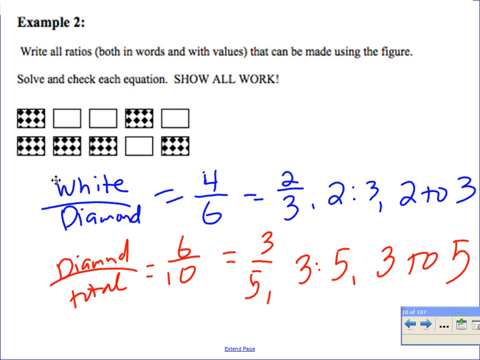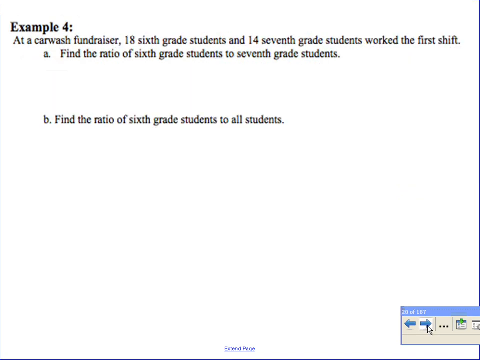I'm going to skip here. Let's go to example 4. A lot of these are easy. Okay, example 4. At a car wash fundraiser, there are 18 6th grade students and 14 7th grade students who work the first shift. Letter A says, write the ratio of 6th grade students to 7th grade students.